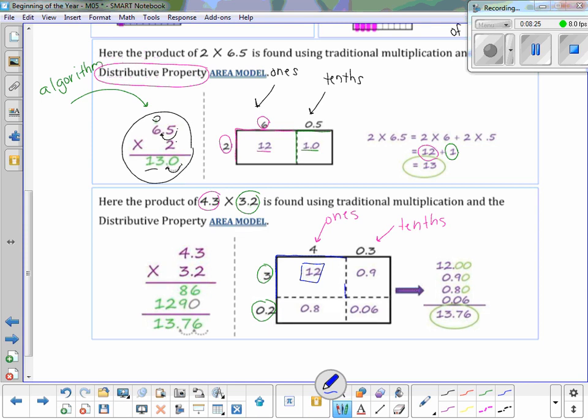Then we have 3 times 3/10, and that gets just a little bit tricky. So we have 3 times 3/10. Well, we know 3 times 3 is 9, right? We moved our decimal over, okay? So now we're going to have 9/10. So that's why this right here is 9/10 and it's not 9. Same thing here with 4 times 2/10. Well, 4 times 2 is 8. So 4 times 2/10 would be 8/10 there.